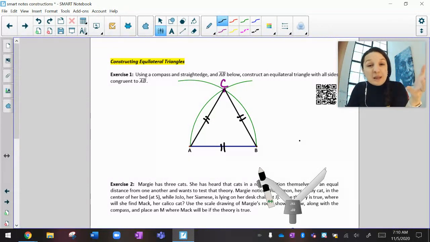All right. So steps for an equilateral triangle: open your compass from endpoint to endpoint, draw one arc, then move your pokey part to the other point, draw another arc, and where they cross is the top of your triangle, and then you just connect the dots.